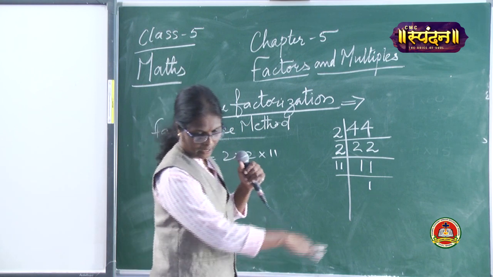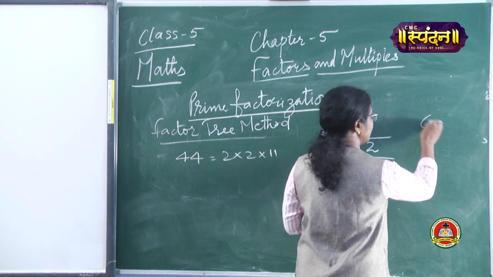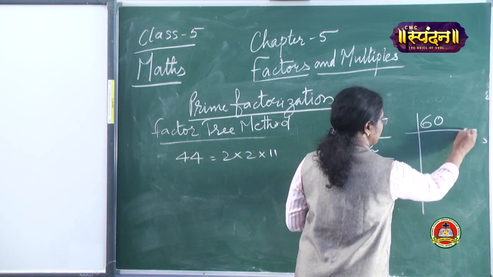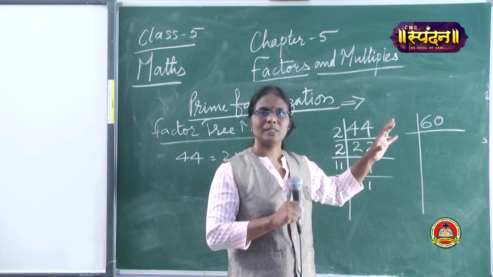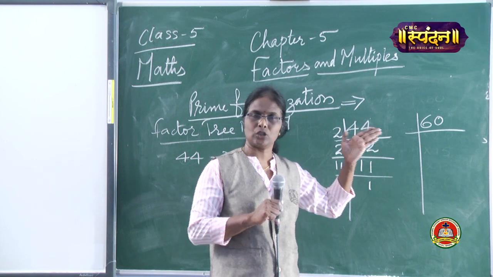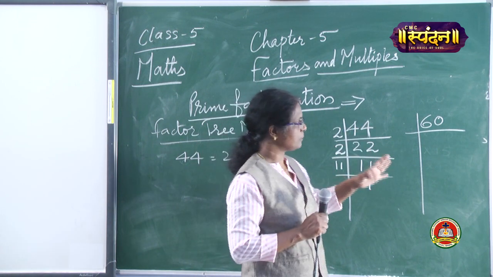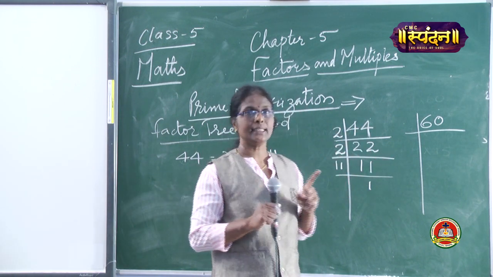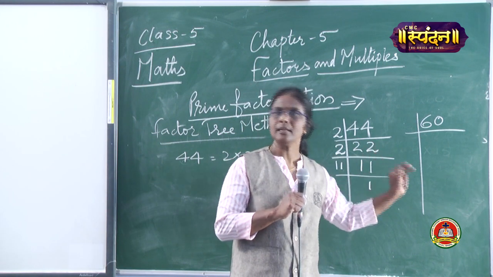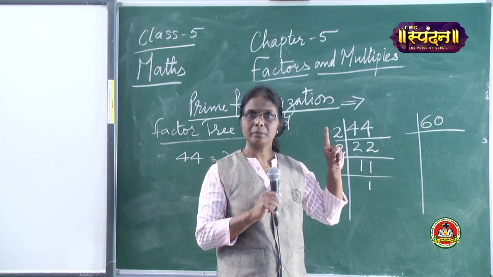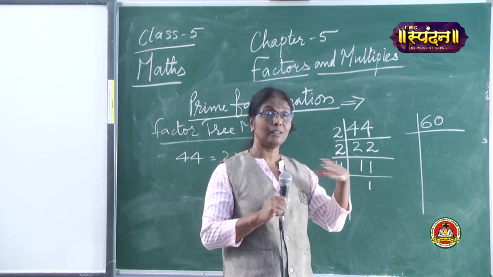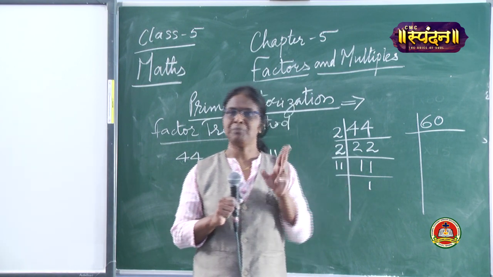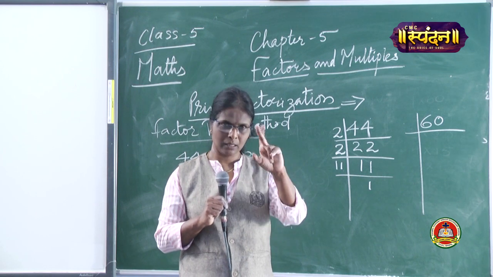Now we will take another example like 60, which we had done by factor tree method. 60 is an even number, isn't it? The numbers which end with 0, 2, 4, 6, 8, these all are even numbers, and if it is an even number, you have to divide it by 2. The first prime number is 2. And if it is an odd number, then only you will think about the second prime number, 3.